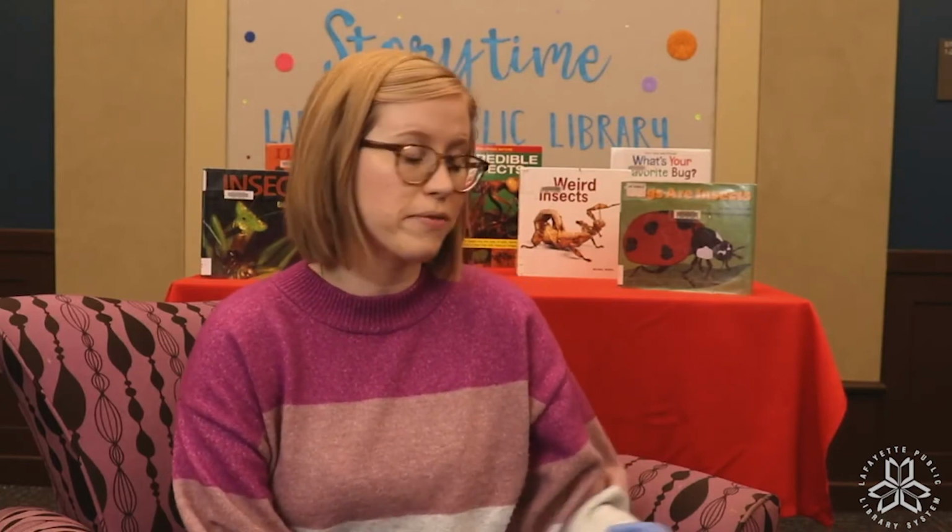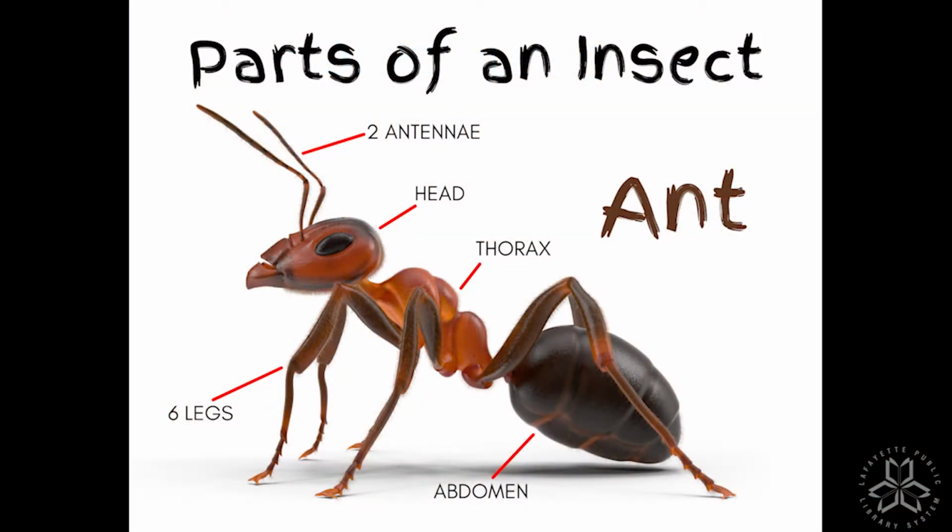Let's talk about insects. Insects are a type of arthropod, and they're different from other arthropods because of their bodies. Insect bodies have three distinct parts: a head, a thorax, and an abdomen. To show you what those things mean, I'm going to show you a picture of an ant. An ant is a very basic insect body type. So here is an ant, and let's talk about those parts of an insect.